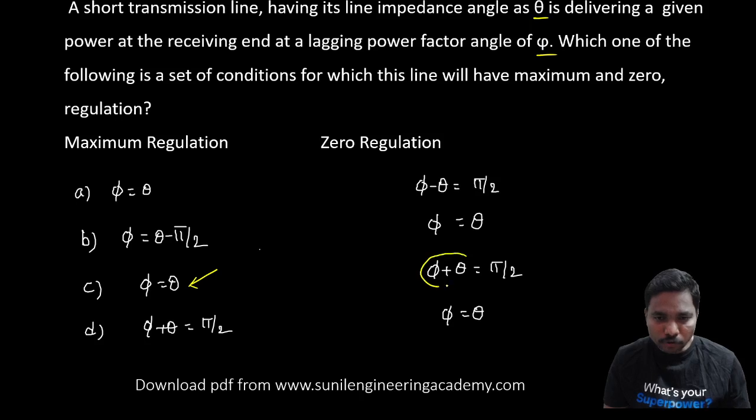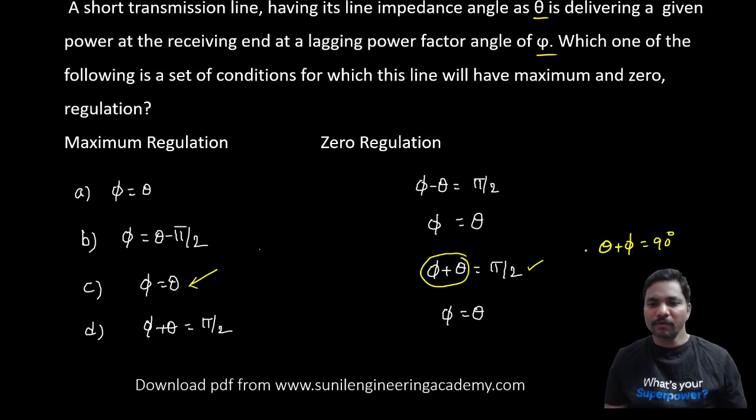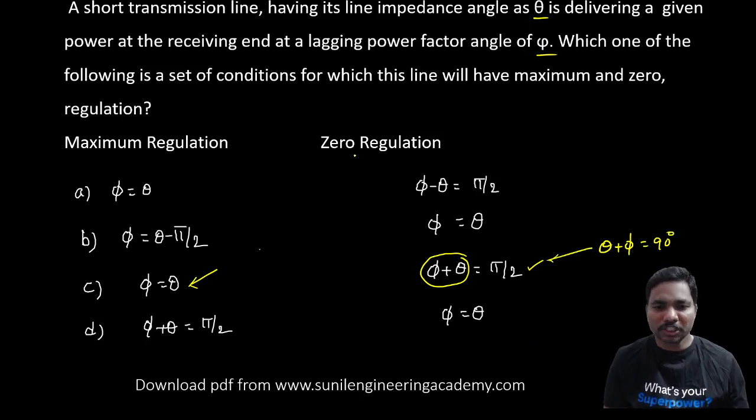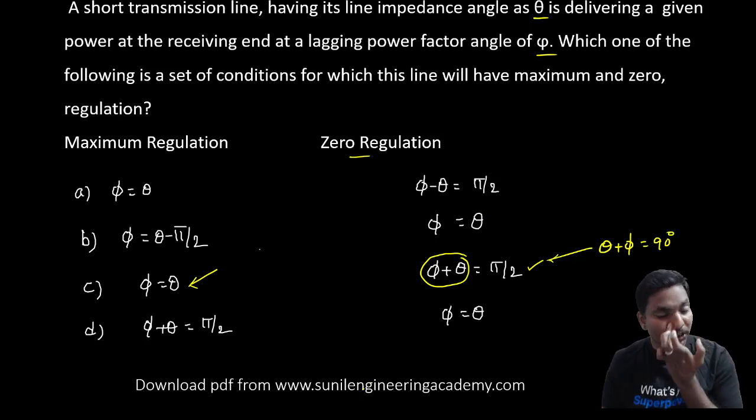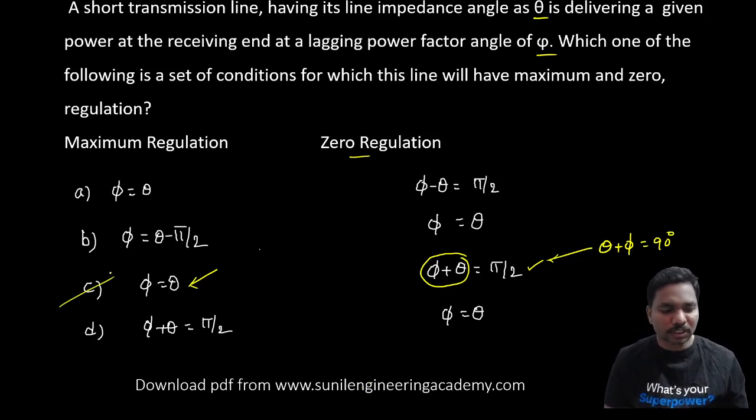Whenever the sum of those two is 90 degrees, theta plus phi is equal to 90 degrees, then we can get zero regulation. There is no need of any regulation, or zero regulation. So the answer is option C. These are the two conditions we have. Okay. Now coming to the next question.